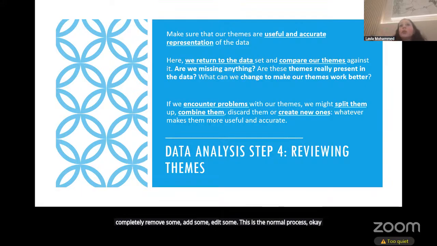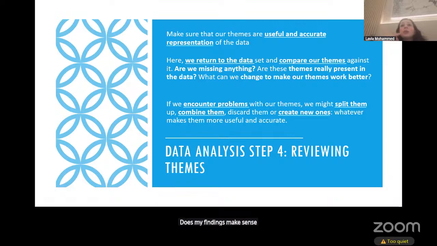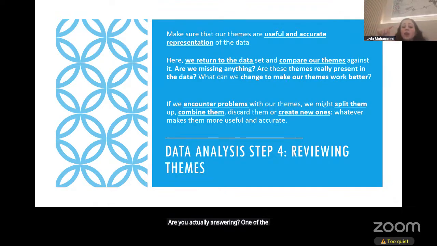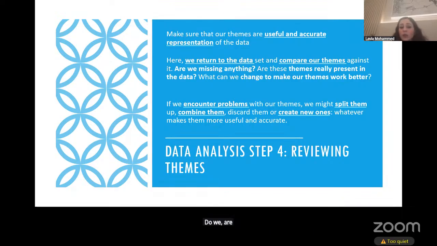You have to go back to your research questions that you got at the beginning. Do my findings make sense? Do my findings answer my main research question? Yeah, go back. Are you actually answering? One of the main issues that students have in research is that they've done all this data collection, they've done the analysis, but actually they didn't answer their research question fully. Okay, so go back, answer your research question. Are we fully answering the question? Are our findings helpful or not?